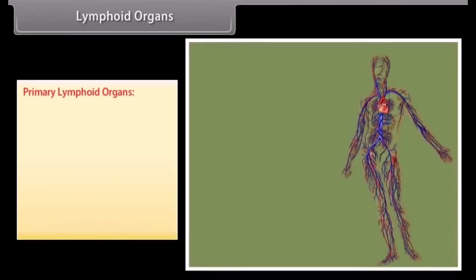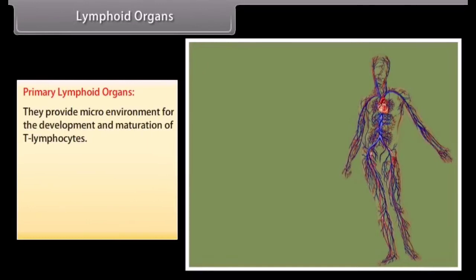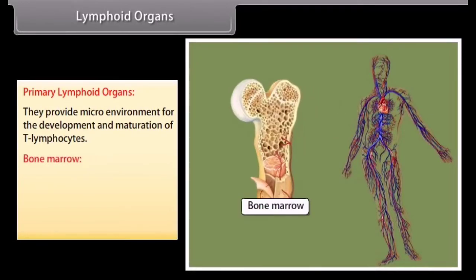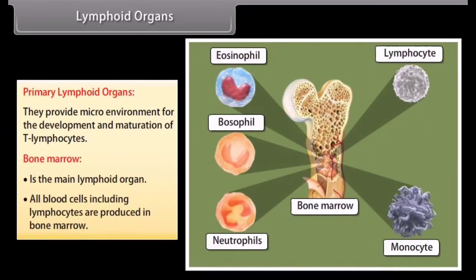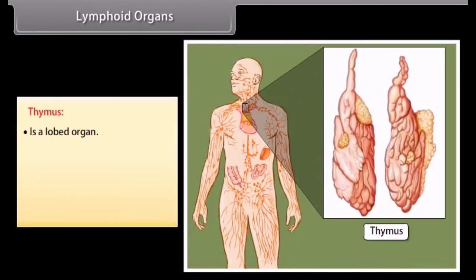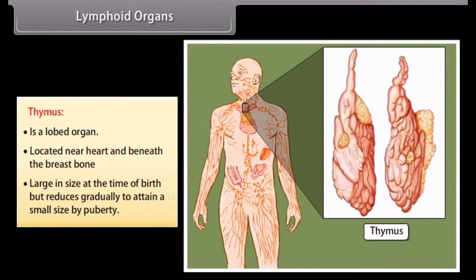Primary lymphoid organs. They provide the microenvironment for the development and maturation of T lymphocytes. Bone marrow is the main lymphoid organ. All blood cells, including lymphocytes, are produced in bone marrow. Thymus is a lobed organ located near the heart and beneath the breastbone. Large in size at the time of birth, but reduces gradually to attain a small size by puberty.